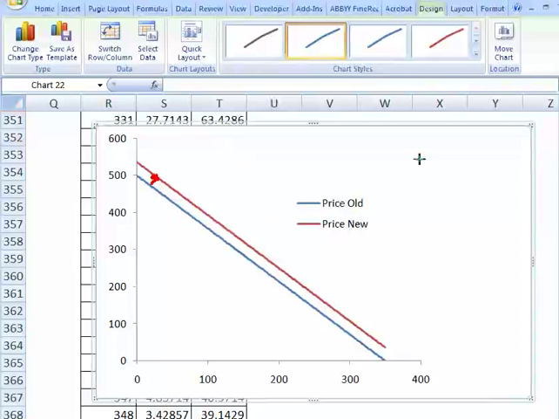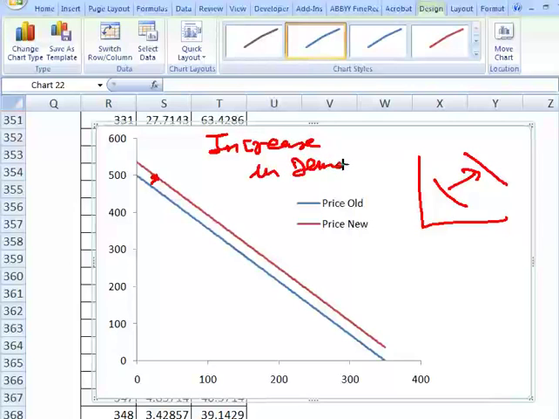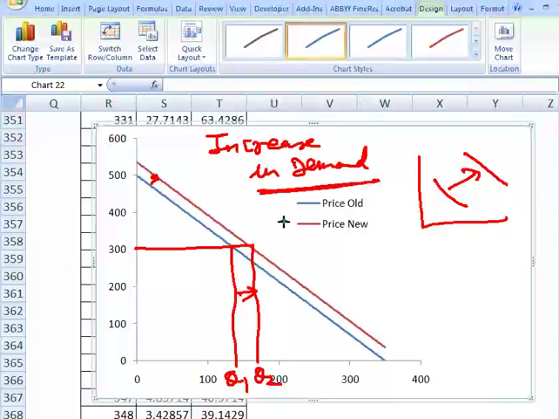Whenever you see the demand curve shifting like this, we say that there is an increase in demand. Why do we say it is an increase in demand? Because for the same price level, let's say 300, earlier you were demanding this as the quantity Q1. Now you have started demanding a higher quantity. For the same price your quantity demanded has increased. So that is why we are saying this is an increase in demand.